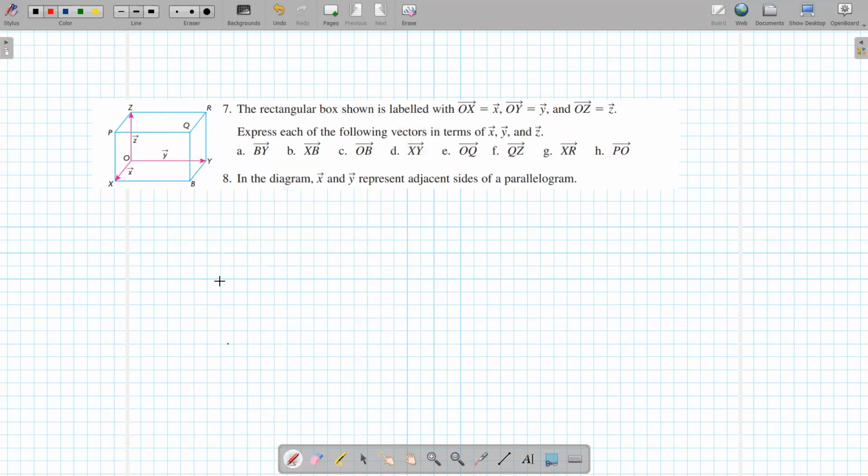XR. We're starting here, and we're ending up there, like that. So there's multiple ways you can get there. You can go here, and go here. What'll that be? Y plus negative X plus Z. Yeah, perfect. Y plus negative X plus Z.